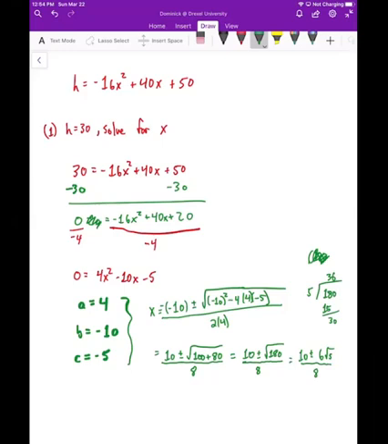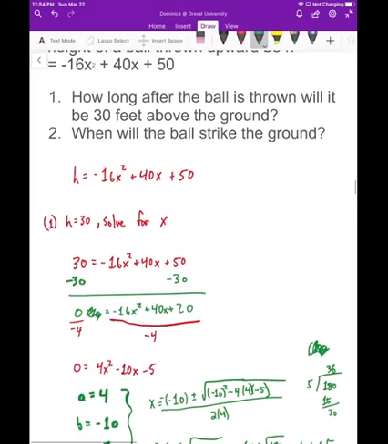over 8. And if you don't have a calculator, the best you could do at this point is to just divide top and bottom by a 2. And we get that 5 plus or minus 3 square root of 5 over 4 are 2 solutions as to when the object will be 30 feet above the ground. And of course, if you wanted the decimal version of that, you could use a calculator to get that.